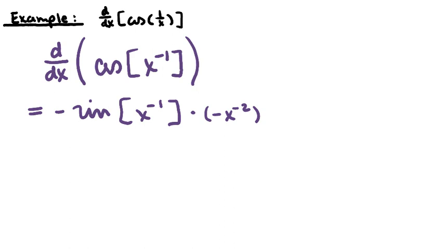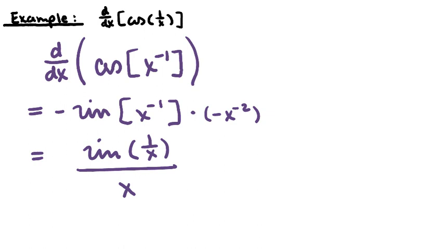So what you could do, if you were feeling really fancy, you could multiply the negative by the negative and make it positive. You could have sine of 1 over x. And then you could throw that x to the negative 2 down in the denominator as x squared. And you wouldn't be really any more right than the equality above it. But, if you're thinking about a multiple choice test, you might want to be able to recognize that they are equivalent. Right? So I'll just point that out.